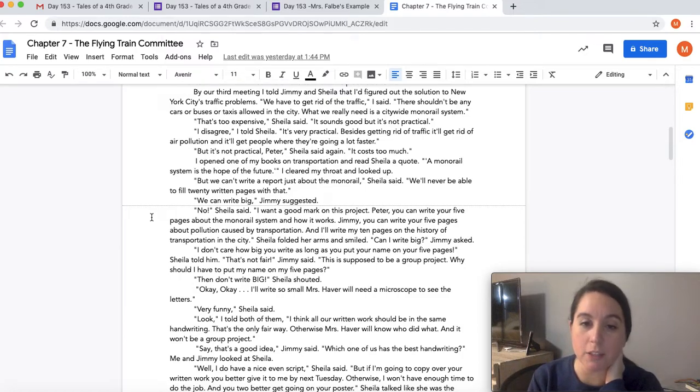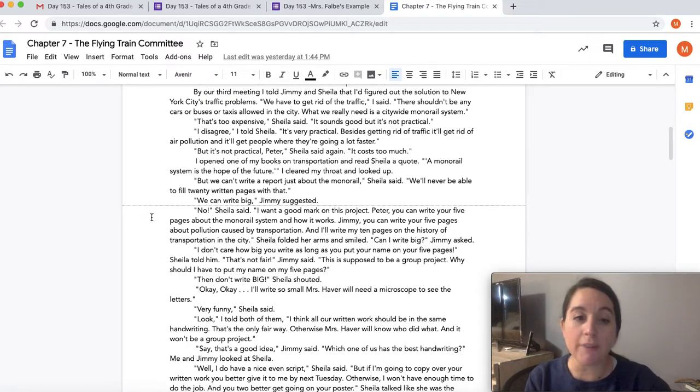I opened one of my books on transportation and read Sheila a quote. A monorail system is the hope of the future. I cleared my throat and looked up. But we can't write a report just about the monorail, Sheila said. We'll never be able to fill 20 pages with that. We can write big, Jimmy suggested. No, Sheila said. I want a good mark on this project.